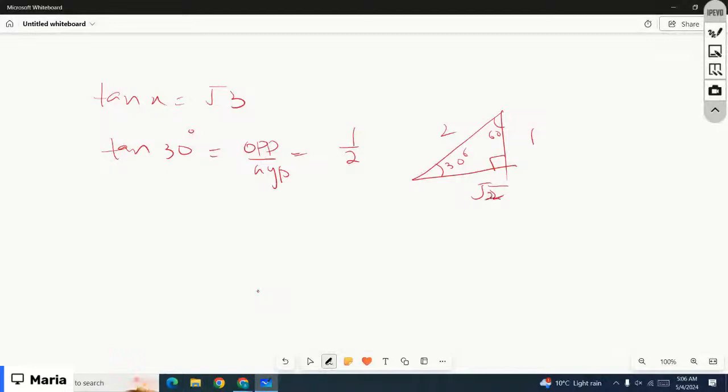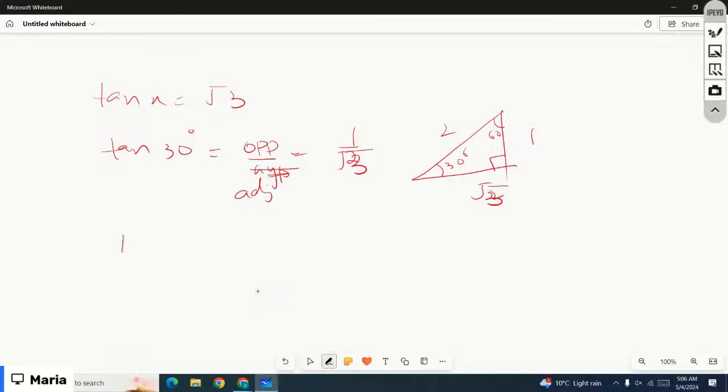That is square root 3, sorry. Okay, here tan 30, here opposite is 1. Sorry, it is opposite over adjacent, not opposite over hypotenuse. So that would be 1 over square root 3, right?